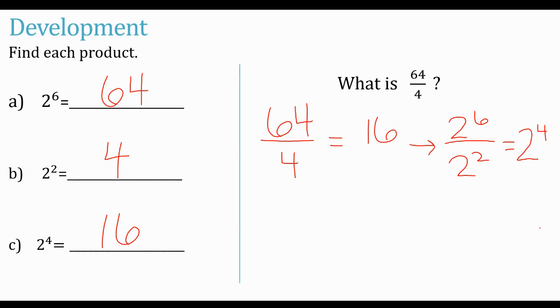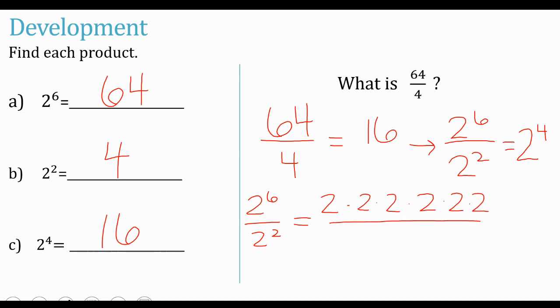Now the reason why that works is, I'm going to rewrite this in expanded form. So 2 to the 6th power and 2 squared. I'm going to rewrite it over here. We have 2 times 2 times 2 times 2 times 2 times 2, 6 times. And then 2 squared, 2 times 2. So we're dividing 2 to the 6th by 2 squared.